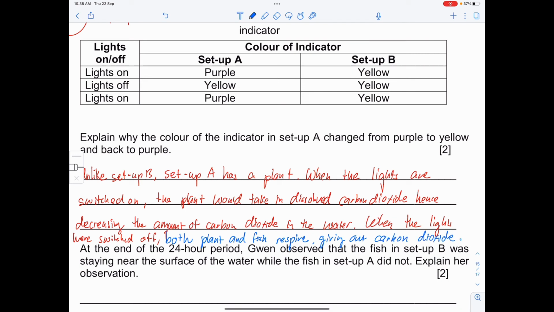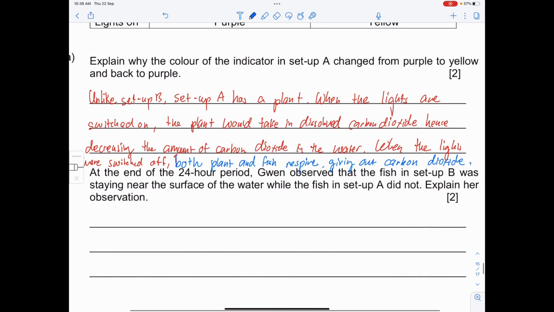Now, in this case, my answer didn't talk about oxygen at all. You realize that? Now, the reason is because the color indicator is only concerned about your carbon dioxide. So, since it doesn't test for oxygen, there's really no need for you to mention oxygen if you realize that. Okay?